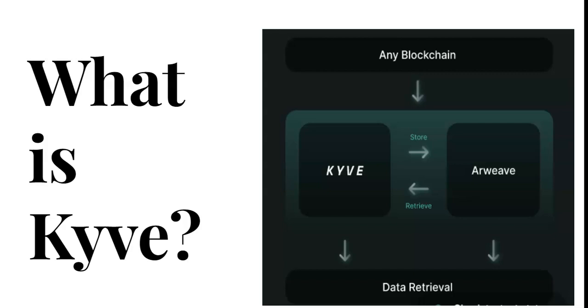Now, in order to ensure that there is permanence, this is where Kyve network comes in. So it's an initiative to help build a decentralized data lake. Note that it is a decentralized data lake that has inbuilt validation systems for the storing of data for permanence.